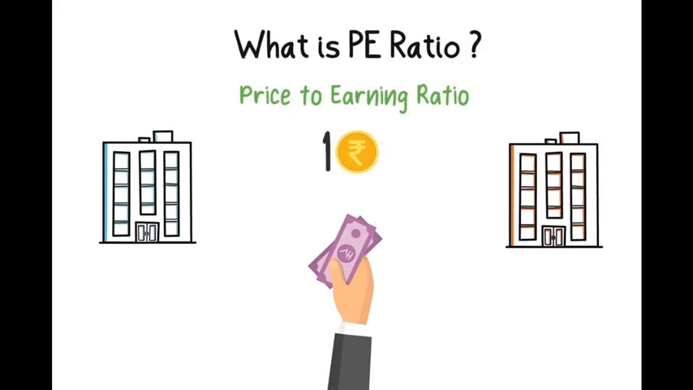Coming to the question, what is PE ratio or what is a price to earning ratio? Price to earning ratio refers to how much price we have to pay to get 1 rupee earning from a company. So it compares the PE ratios of two different companies. We will compare the PE ratios of two companies and see which company's PE ratio is lower. And we have to invest in that company which has a lower PE ratio.